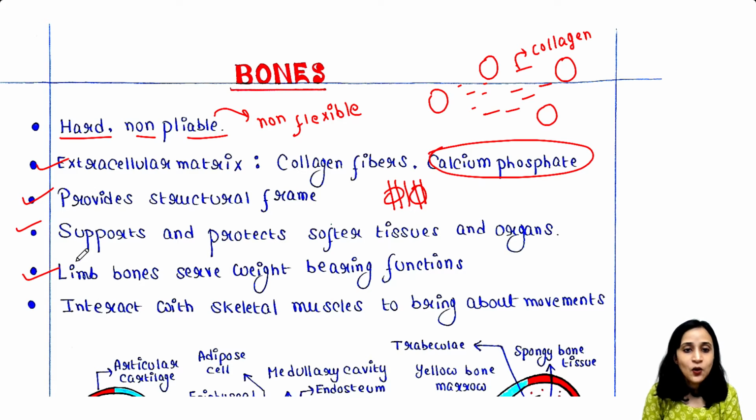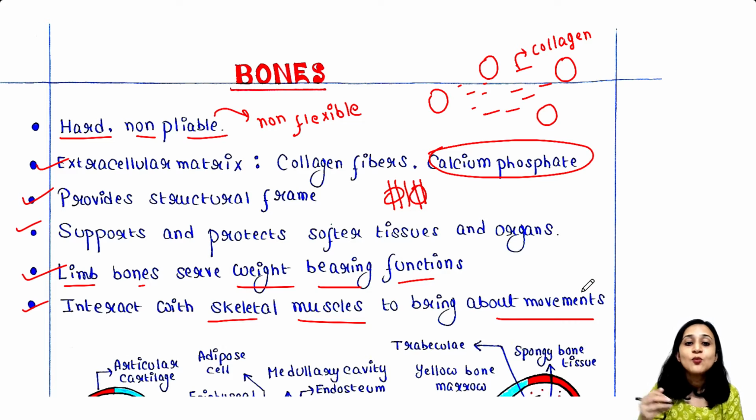And limb bones serve weight bearing functions. Limb bones means the long bones which are present in our legs. They serve weight bearing functions, because your whole body weight is sustained by the limb bones. They interact with skeletal muscles to bring about movement. So bones interact with some muscles and help in our locomotion. So these are some introduction, characters and functions of bones.